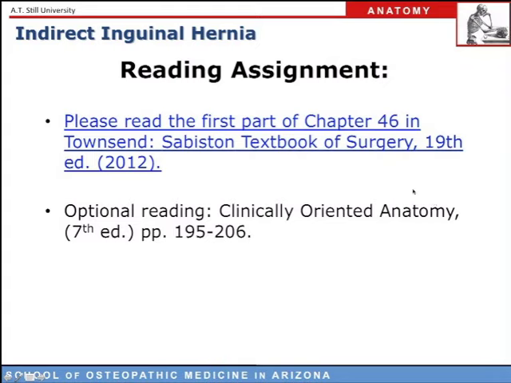Here is the relevant reading assignment for the Indirect Inguinal Hernia podcast, and you'll see that this is an ebook. You can either access it by rolling over it until you get the icon that says you can click on it. When you click on it, it should take you right to the text. If it doesn't, you can try the link that's included in the notes section, and if that fails, just go to the library website, go to the ebook section and type in Sabiston Textbook of Surgery.